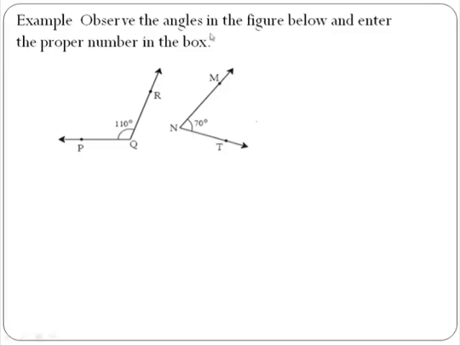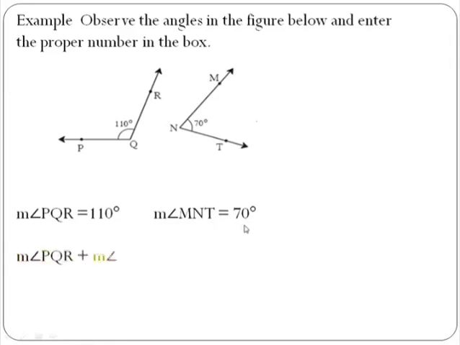Observe the angles in the figure below and enter the proper number in the box. Here the measure of angle PQR is given as 110 degrees, whereas the measure of angle MNT is 70 degrees. Now here the first statement is given, measure of angle PQR is 110 degrees. So you will write 110 in the box. Measure of angle MNT is 70 degrees. So write 70 in the box.